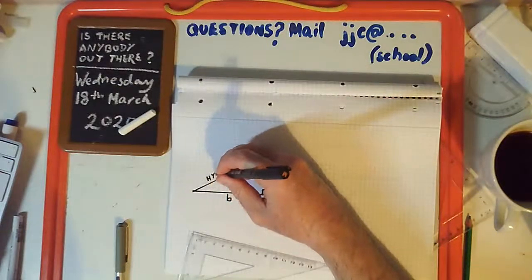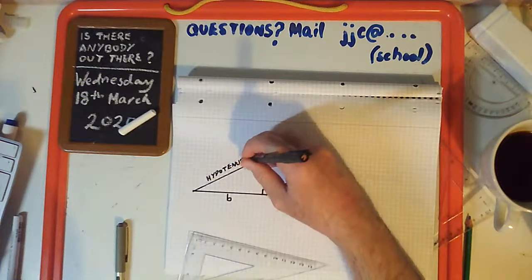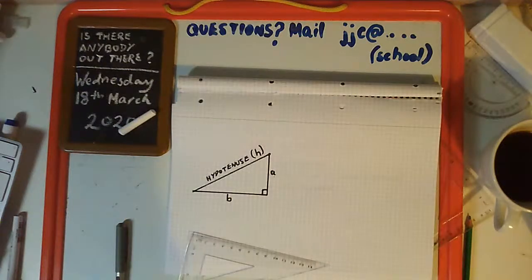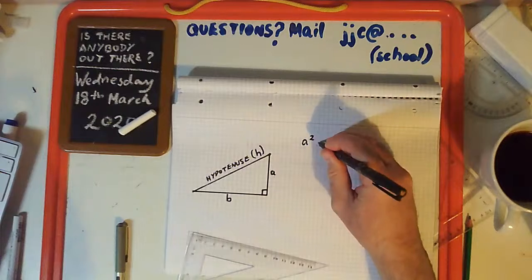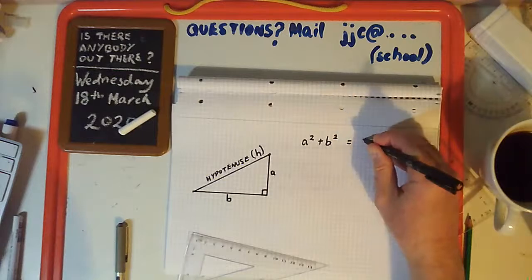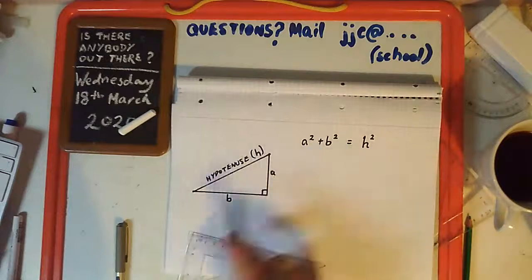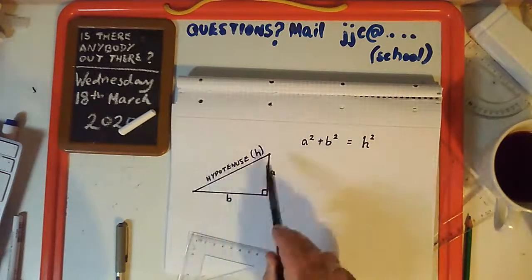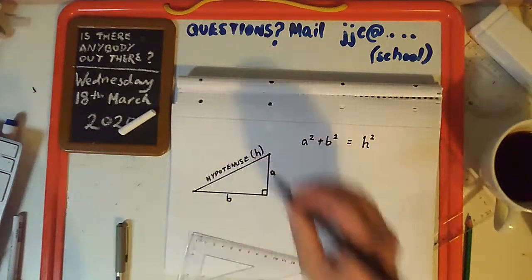So that has a special name, the hypotenuse. I'm going to call that H for short. And Pythagoras' theorem says that a squared plus b squared equals h squared, the hypotenuse squared. Now you sometimes see that written as c, so they label the longest side c, and they say a squared plus b squared equals c squared.